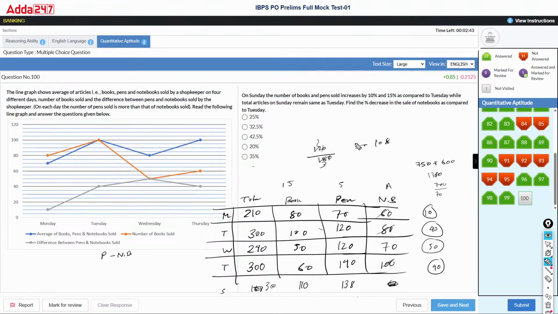Find the decreased total number of notebooks compared to Tuesday. So 80 was initially, but now it is 248 already, so 52. So the decrease is of 28. So 28 times 5 by 4, so 735. Not an option. Yes, it's an option.